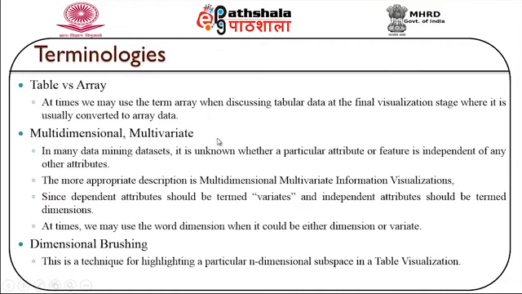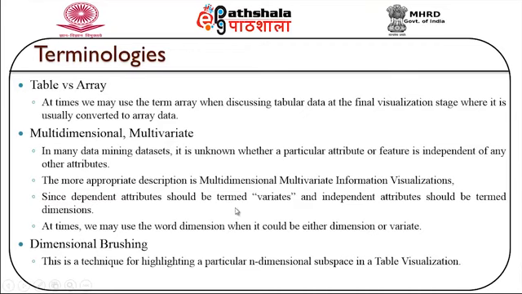Multidimensional and multivariate dataset. In many data mining datasets, it is unknown whether a particular attribute or feature is independent of any other attribute. The more appropriate description is multidimensional, multivariate information visualization. Since dependent attributes should be termed variates and independent attributes should be termed dimensions, at times we may use the word dimension when it could be either dimensional or multidimensional or multivariate.